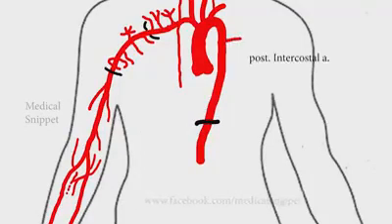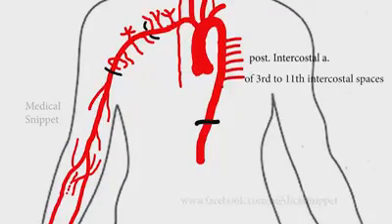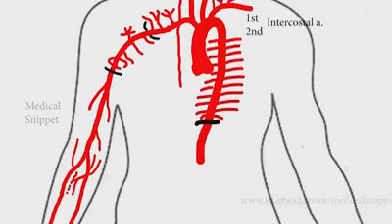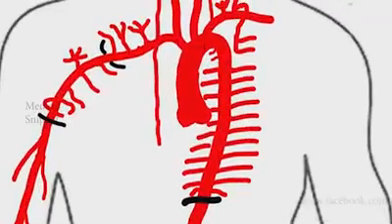It gives rise to 9 pairs of posterior intercostal arteries, of the 3rd to 11th intercostal spaces. It also gives a pair of subcostal arteries and a pair of superior phrenic arteries. The first and second intercostal arteries arise from the superior intercostal artery, which is a branch of the costocervical trunk of the subclavian artery. The other branches of the descending thoracic aorta are the esophageal, mediastinal, and bronchial arteries.